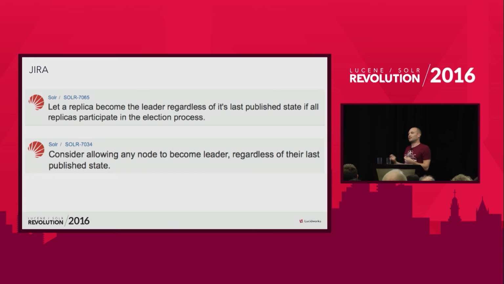That doesn't take care of the case, though, where you don't have all the replicas participating in the election. Say one of the replicas dies and it's not coming back for like a week, then you still have this problem. So what I would like to eventually get to is Solr 7034, where we take out all of this extra protection, where we're trying not to lose data no matter what, even if the data didn't make it to a single replica. And we can maybe keep some of that code.